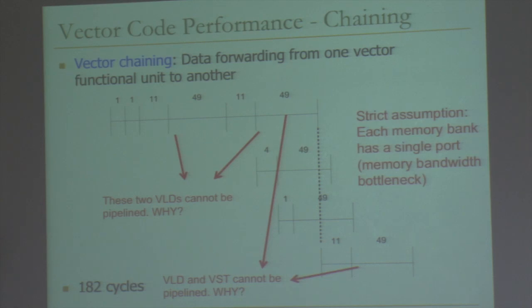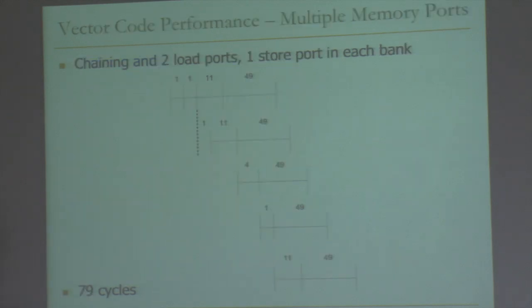So let's fix that problem. This is the memory bandwidth bottleneck in a vector processor. If you add more ports, you can parallelize more operations. Now let's assume chaining and 2 load ports and 1 store port in each bank. So you can do these 2 loads in a pipelined manner.